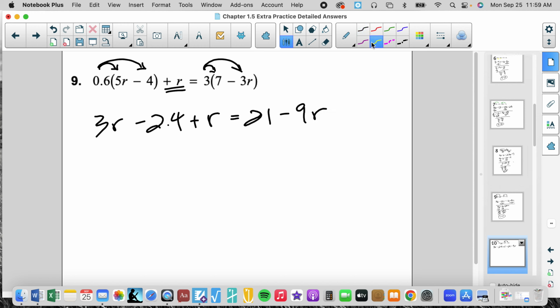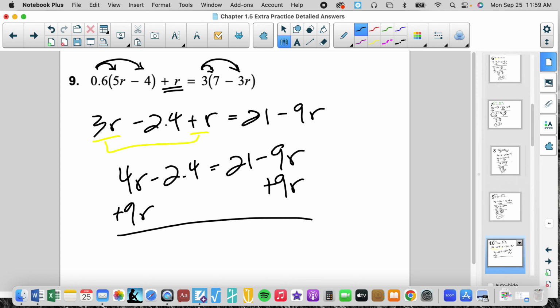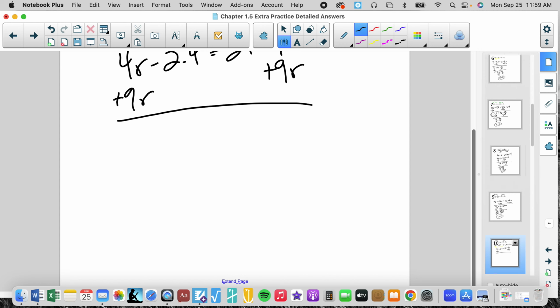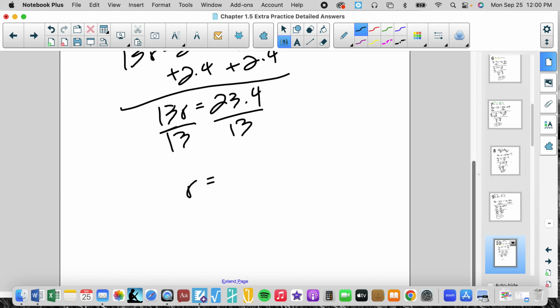Let's simplify. We have like terms on the same side, so we're going to combine those before we move things, before we start dealing with our decimals, our constants and our variables. I'm going to move the 9r over, and I'm going to get 13r minus 2.4 equals 21. I'm going to add 2.4. I get 13r equals 23.4.